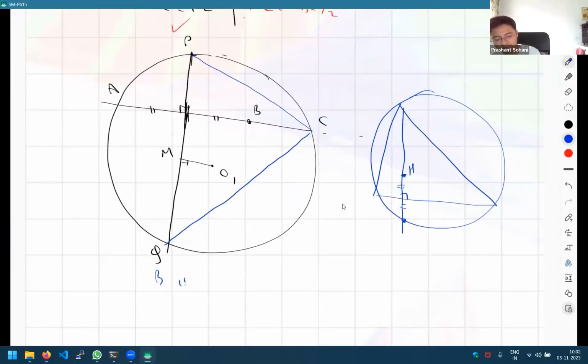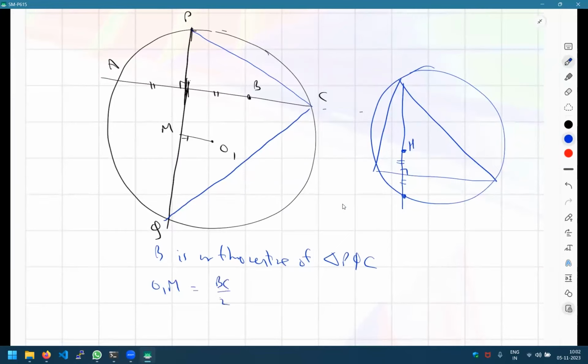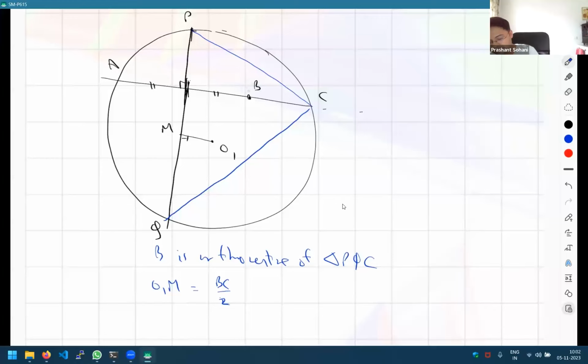If B is the orthocenter of triangle PQC, then do we know anything about O1M? It is BC by 2. And very curiously, now in this diagram, if I add the other circle, see that the BC common to both circles was the key part, right? In the second circle, we have again the same configuration.